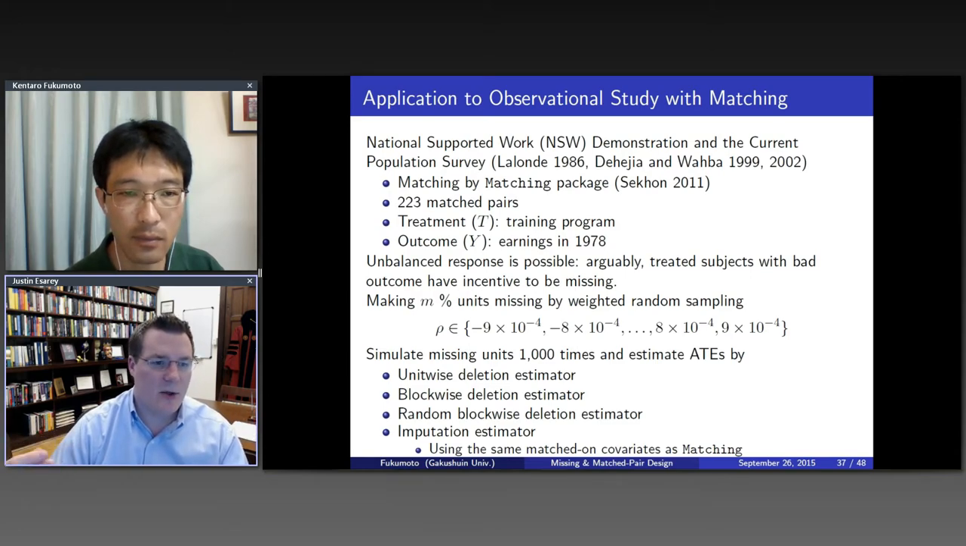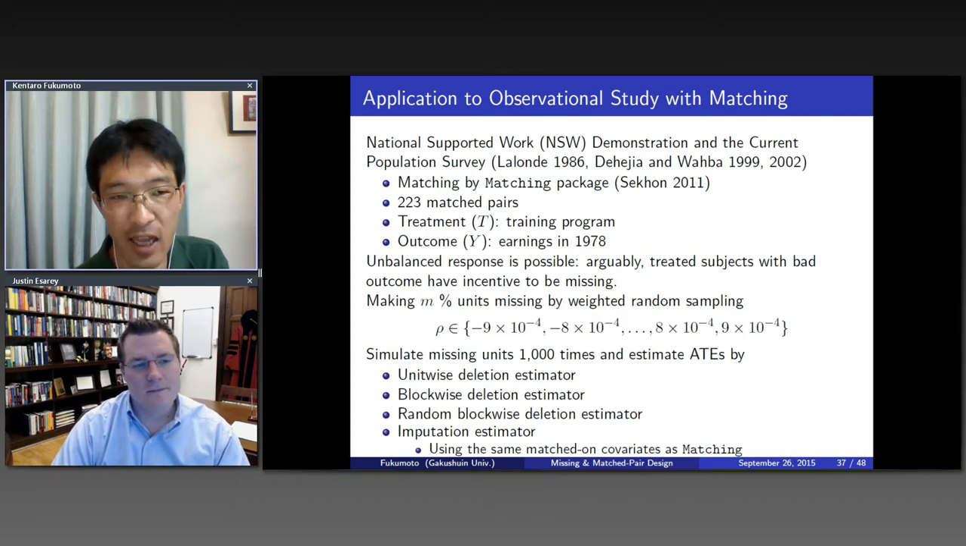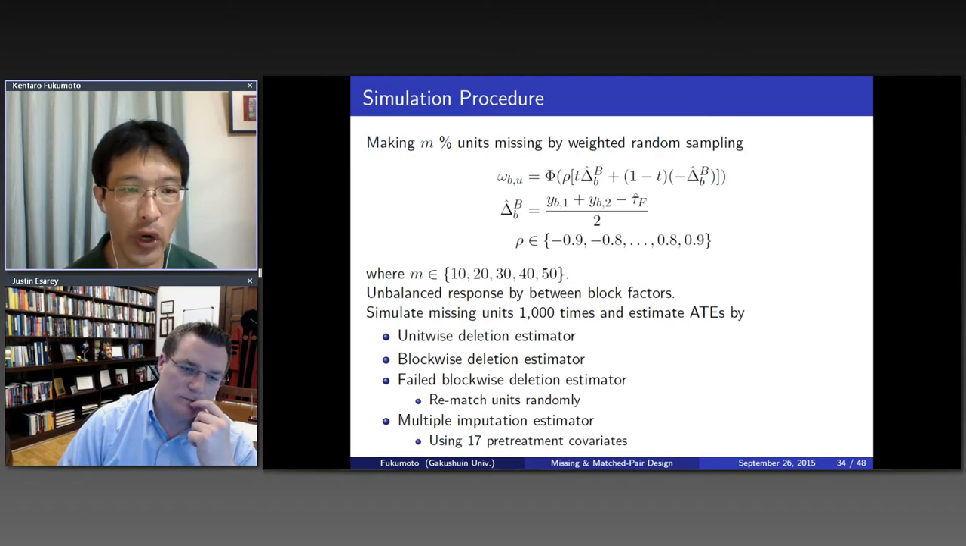So what you're saying is what I ought to do is not try to impute what those missing values would be on the basis of something I can see about the experimental subjects. What I ought to do is just match them with people that are like them in the other group and then drop both. Yeah, but again, it depends on the quality of blocking and the imputation. For example, in the application, I show the failed block validation estimator, where the balance of covariates is really poor. In that case, the block deletion estimator is actually worse than the multiple imputation estimator, or as bad as the unit-wise deletion estimator. So it depends on the quality of covariates.